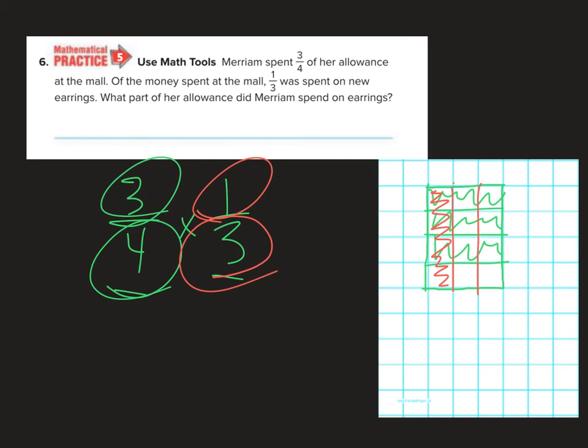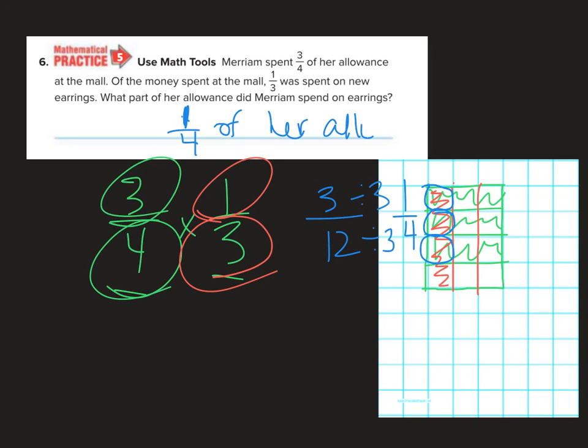Okay, where does it overlap? 1, 2, 3 out of 12. If I divide by 3, I'd get 1 out of 4. So she spent 1/4 of her allowance. Okay, 1/4 of her allowance was spent on earrings.